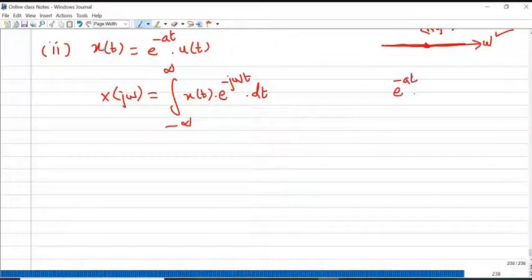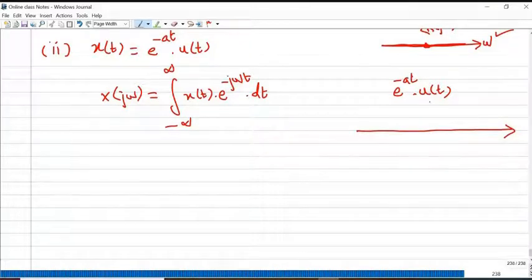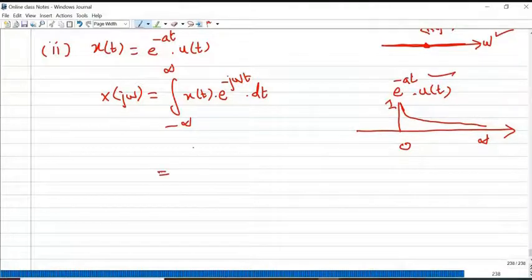But e power minus at u of t, e power minus at multiplied with u of t. We know the u of t function is valid from 0 to infinity only. So if you multiply e power minus at by u of t, your signal becomes like this, from 0 to infinity, a decreasing exponential. So your integration limit now changes from 0 to infinity because the term u of t is available.